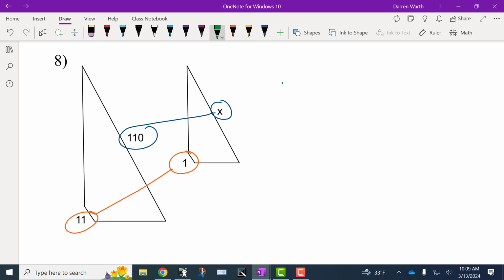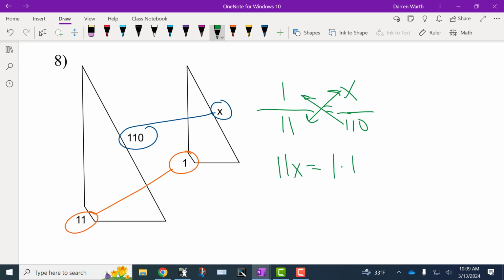So I'm going to put the small triangle in the numerator, the bigger triangle in the denominator. All equals the small triangle in the numerator, and that's all over my big triangle, which is in my denominator. Once I'm done doing that, just do some cross multiplication. So I'm going to take this times this, all equals this times this. So I got 11x, all equals 1 times 110. So 1 times 110 is just 110, so I got 11x equals 110.